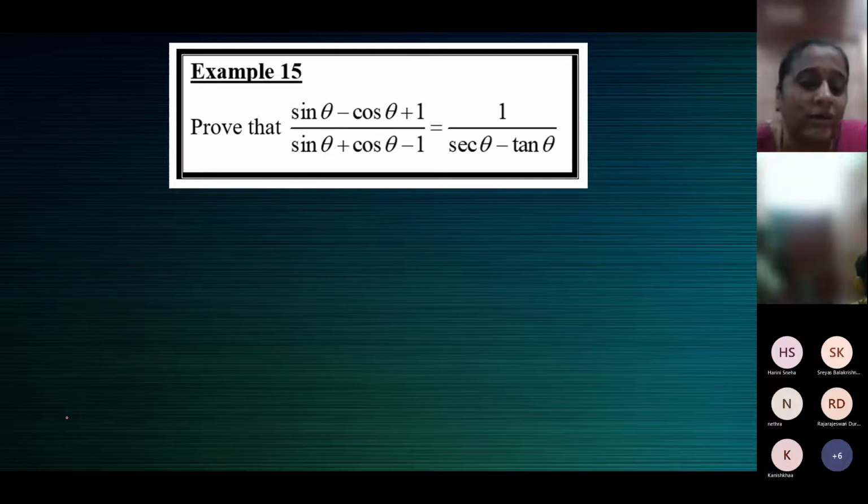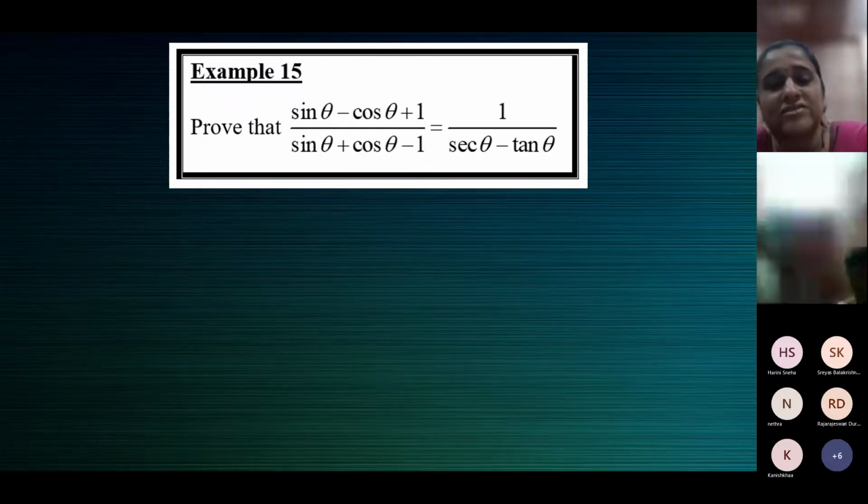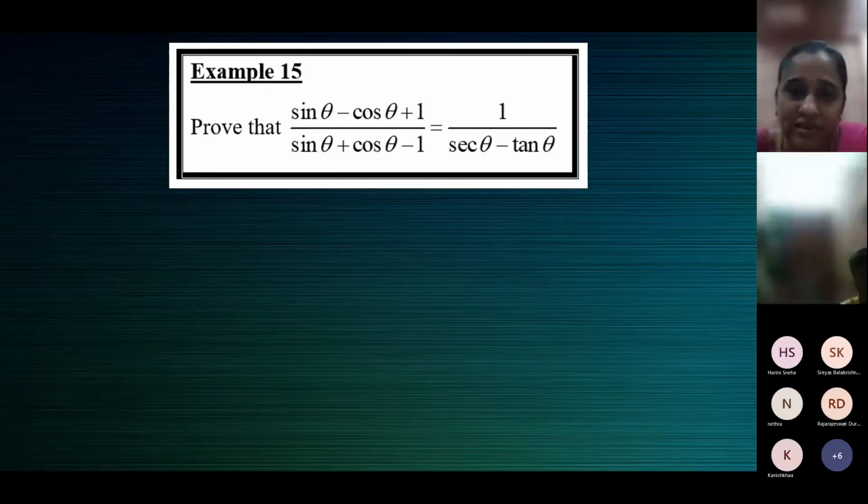Now, whenever in the identity, one side of the identity, it can be the LHS or the RHS. So here the LHS is made up of sine theta, cos theta, and 1. The numerator has sine, cos, 1. The denominator also has sine, cos, 1. Now, in this case, we have to divide both the numerator and denominator by sine theta or cos theta.